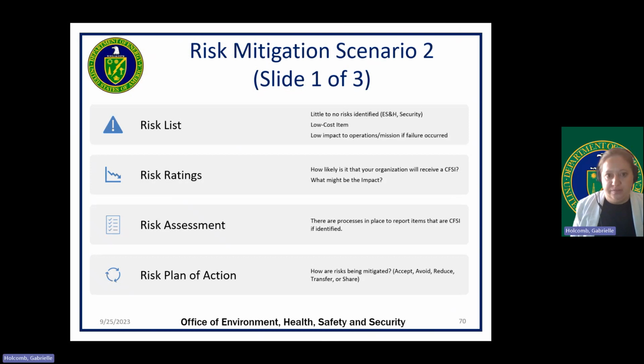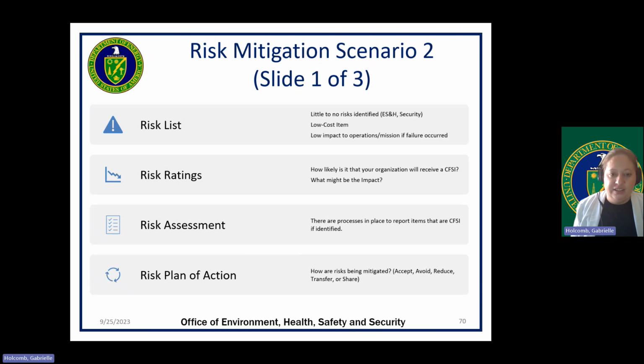Scenario number two: an individual is planning to procure an item that has no associated environment, safety, health, or security risks. The item is also low cost and would have minimal impact to operations if it were to fail. This could be listed as little to no risk.